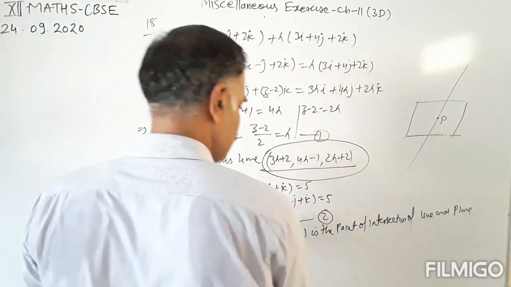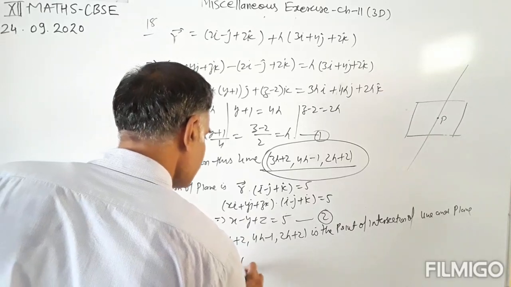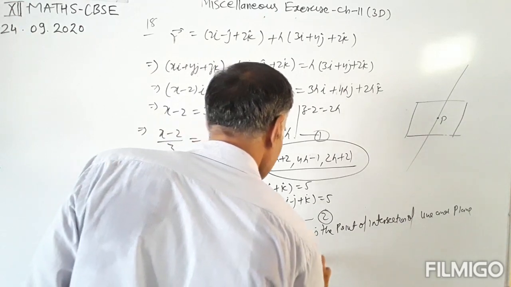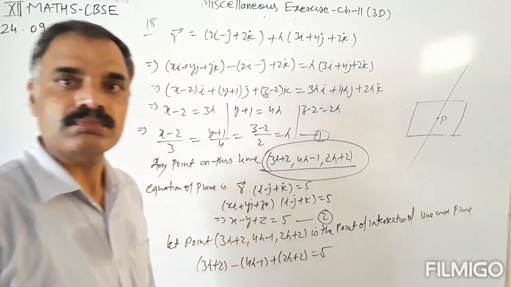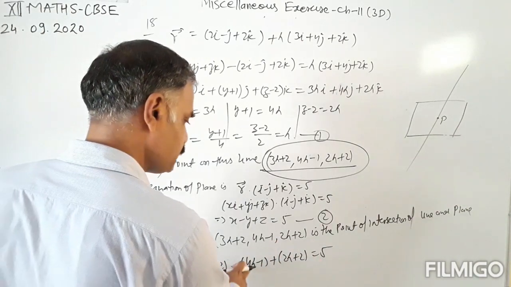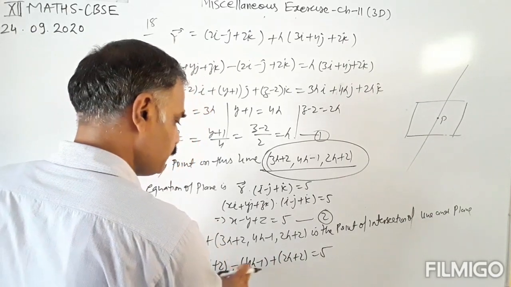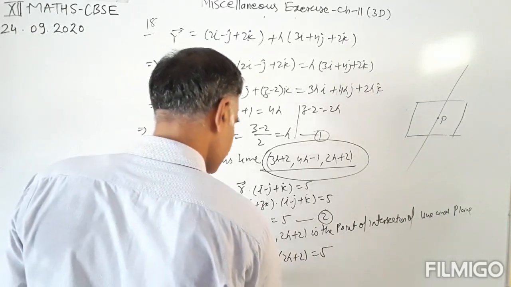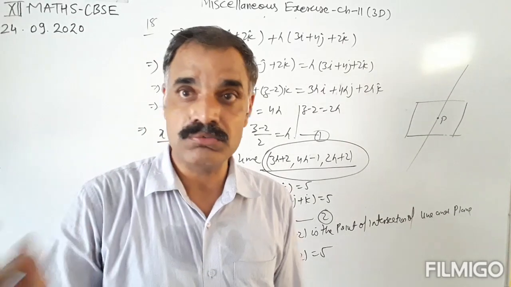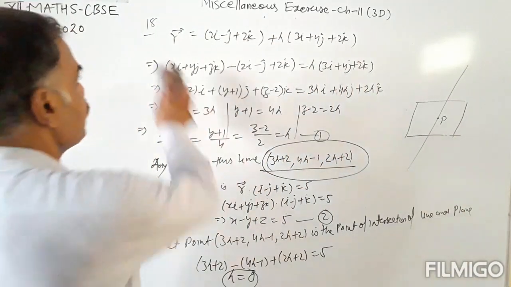So this point will lie on the equation of the plane. Putting this in the equation of the plane: 3 lambda plus 2 minus (4 lambda minus 1) plus 2 lambda plus 2 is equal to 5. Solving this, we'll get the value of lambda. 3 lambda minus 4 lambda plus 2 lambda is lambda, and 2 plus 1 plus 2 is 5, so lambda plus 5 is equal to 5. So lambda is equal to 0.